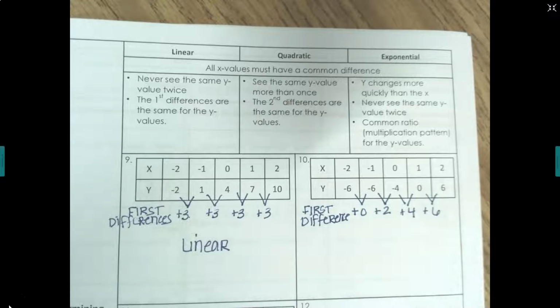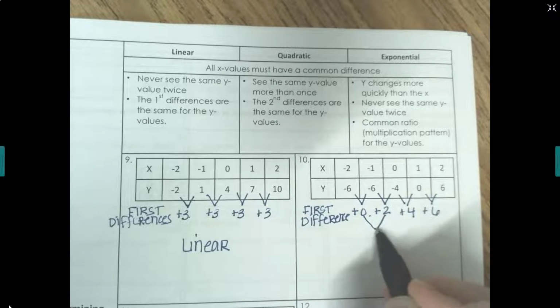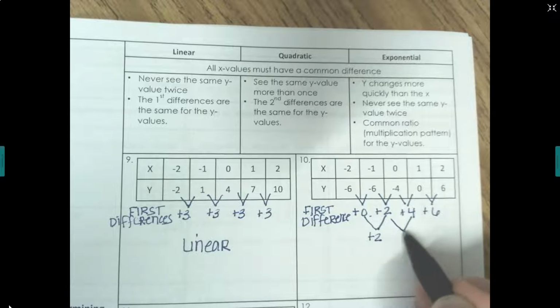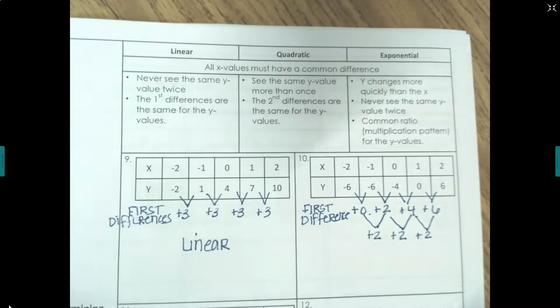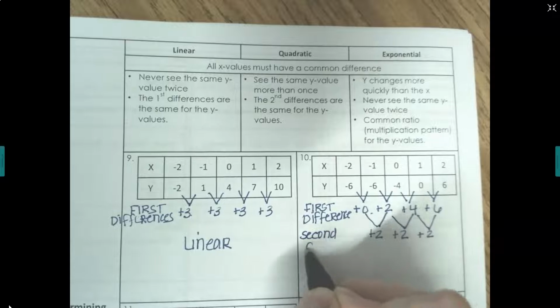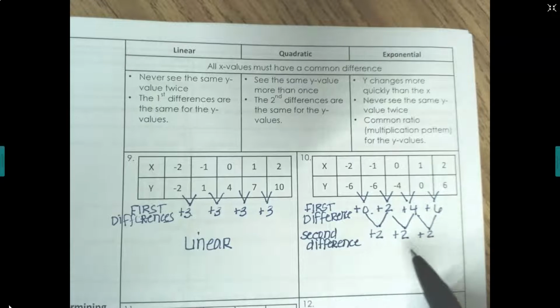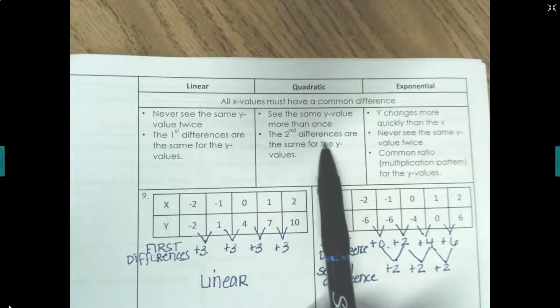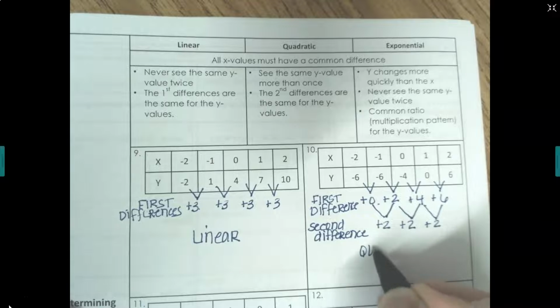So now what we're going to do is look at these differences and check the difference of the differences. 0 to 2, we're going to add 2. 2 to 4 is adding 2. And 4 to 6 is adding 2. Okay, we check the differences again. This is the second difference. Now notice that the second differences are all the same. The second differences are all the same in a quadratic. So this table of values represents a quadratic function.